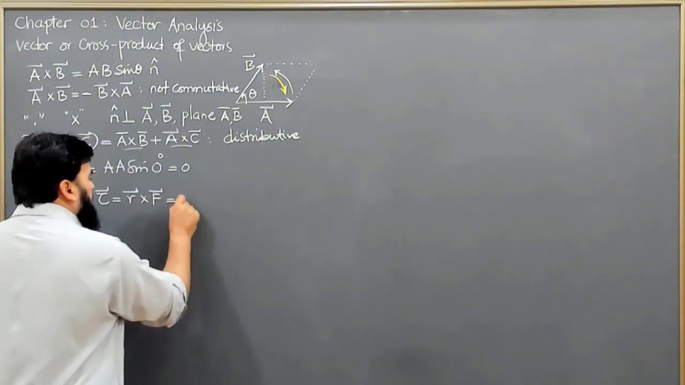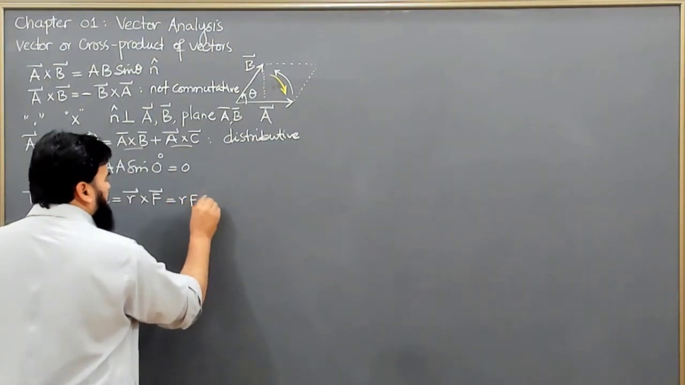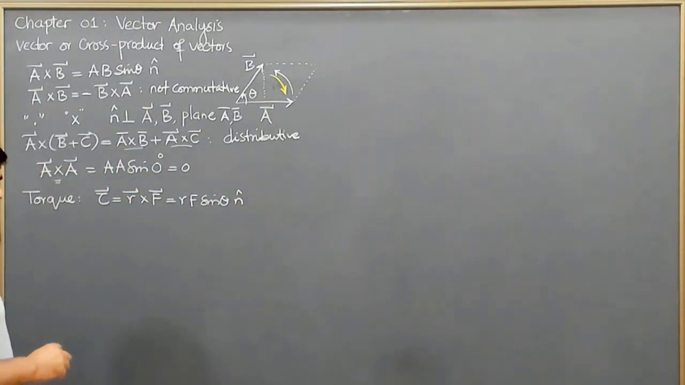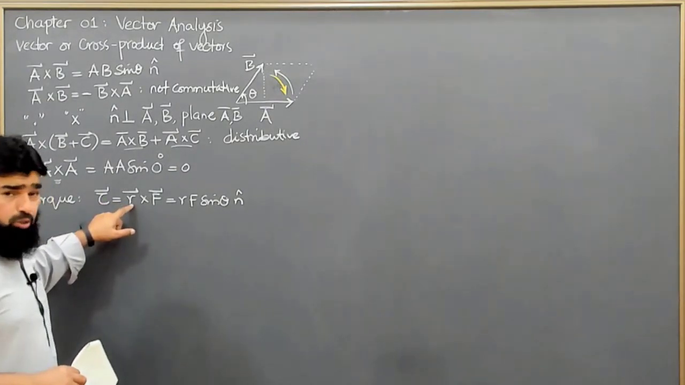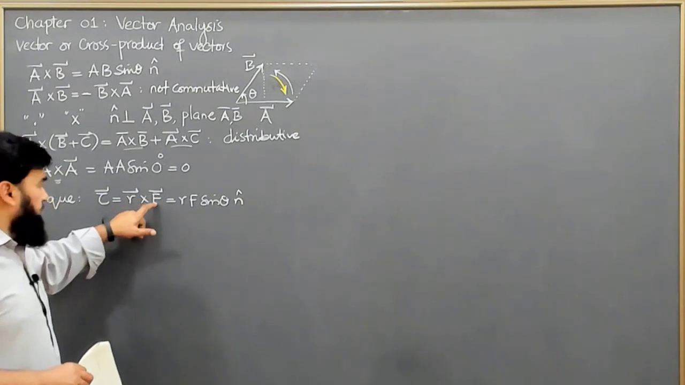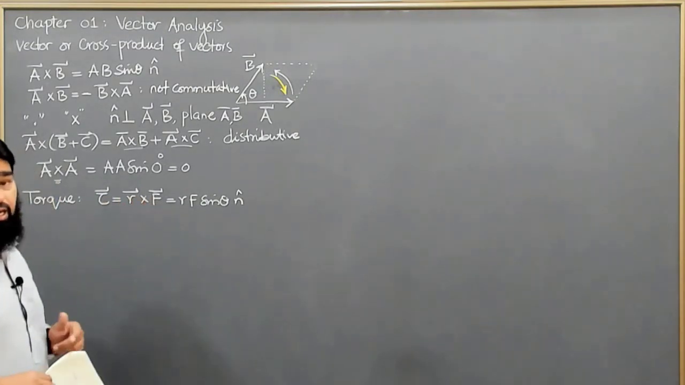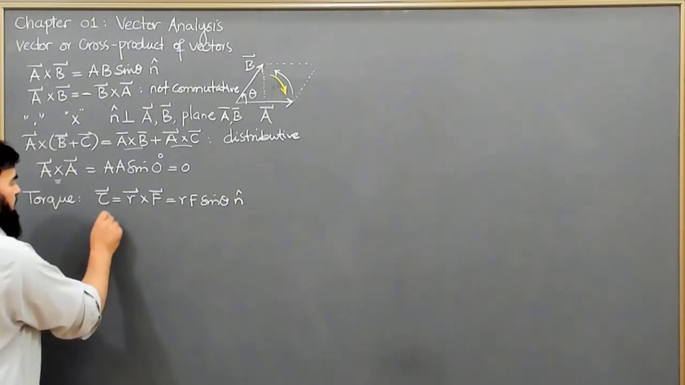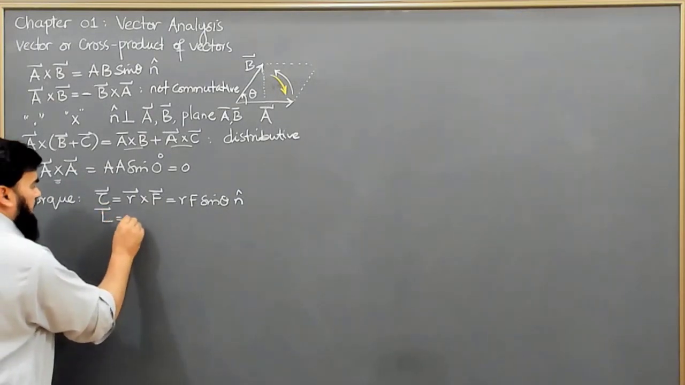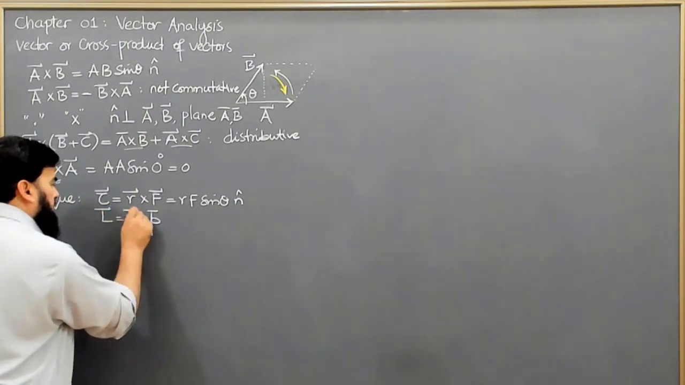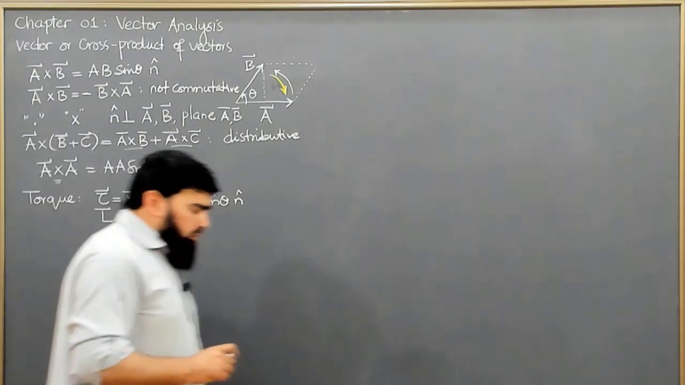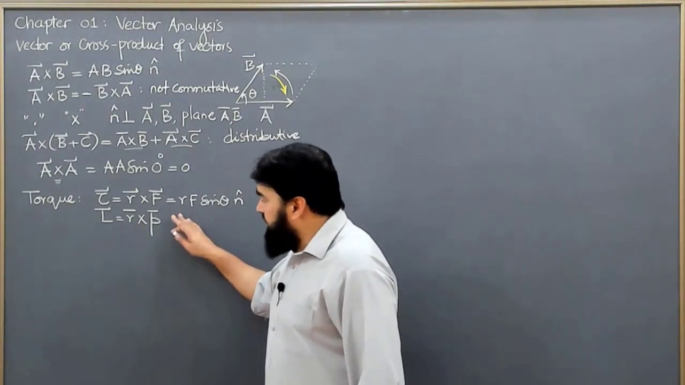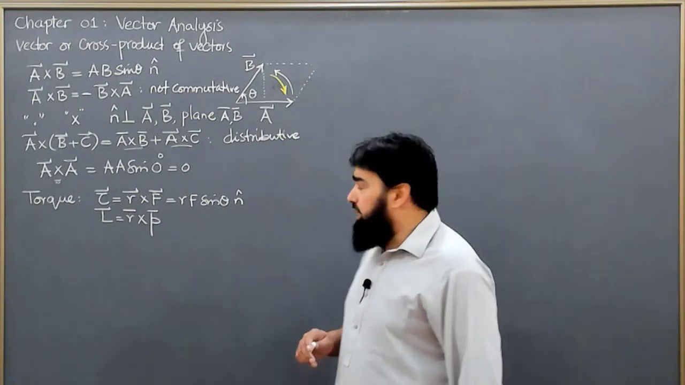So it will be equal to R F sine theta in the direction of this torque. This torque will always be perpendicular to R, perpendicular to F, and perpendicular to the plane containing R and F. Similarly, we can have the example of angular momentum, which is R cross P, where P is the linear momentum. So the cross is converting things from translational dynamics to rotational dynamics.